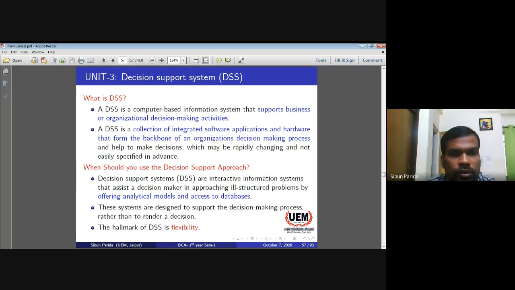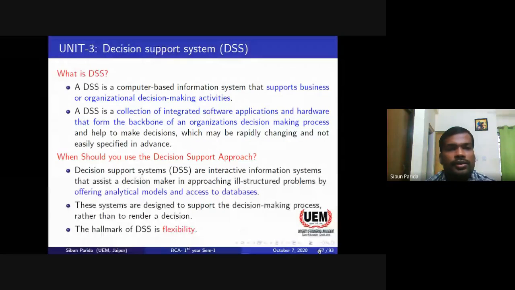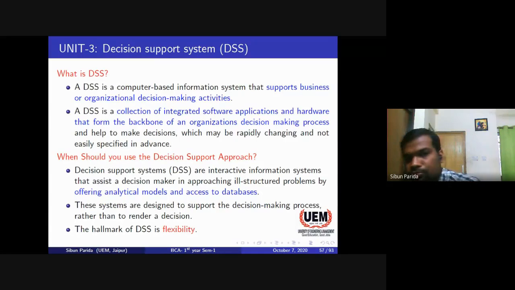Okay, so let me start from here. What is a decision support system? A decision support system is a computer-based information system which supports business or organizational decision-making activities. If the decision you are taking is helping your business or organization, then that is considered a decision support system.